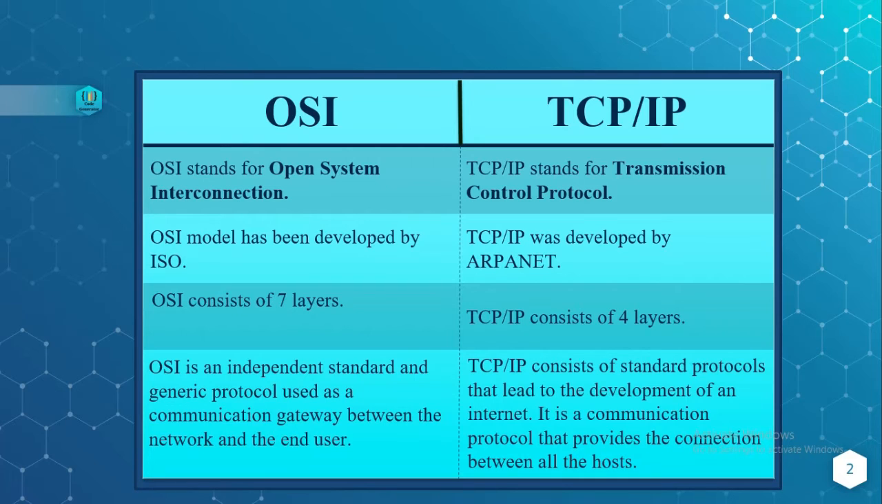OSI is an independent standard and generic protocol used as a communication gateway between the network and the user, whereas TCP/IP consists of standard protocols that led to the development of the internet. It is a communication protocol that provides the connection between all the hosts. So, the OSI model connects the network and the end user, whereas TCP/IP is the connection between only the hosts.